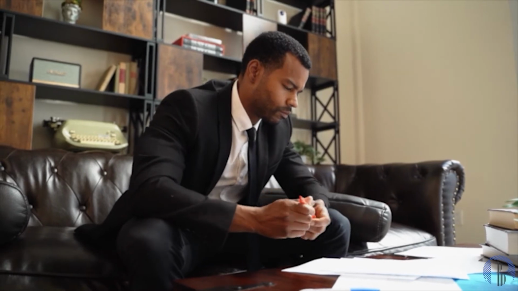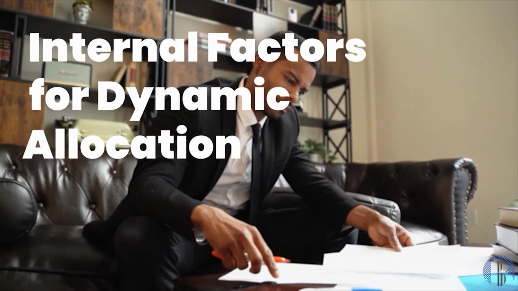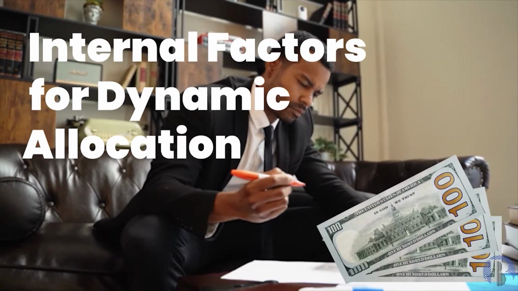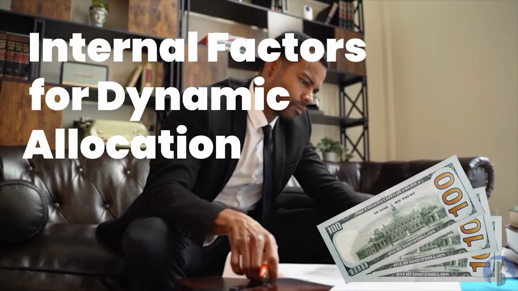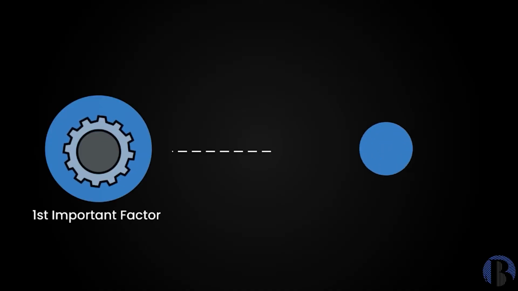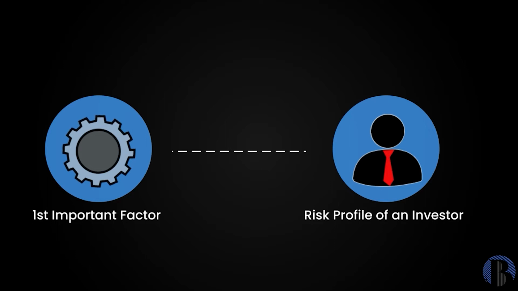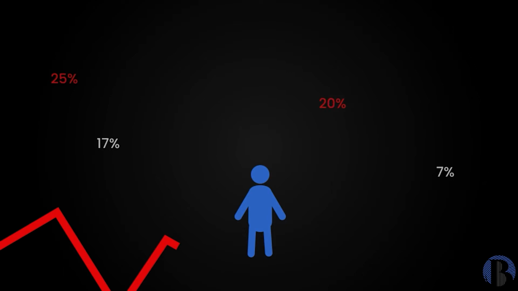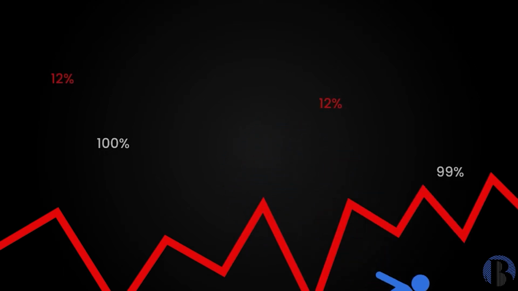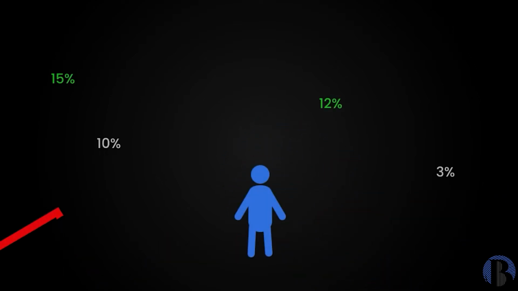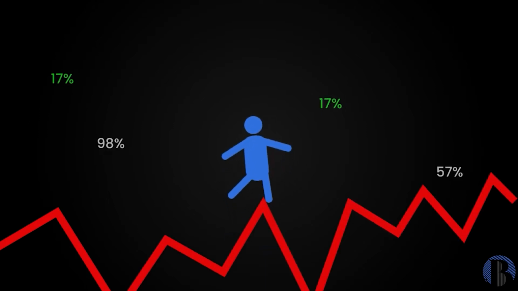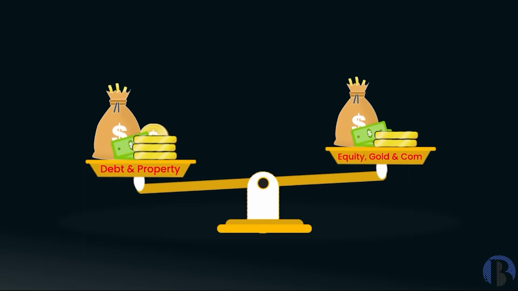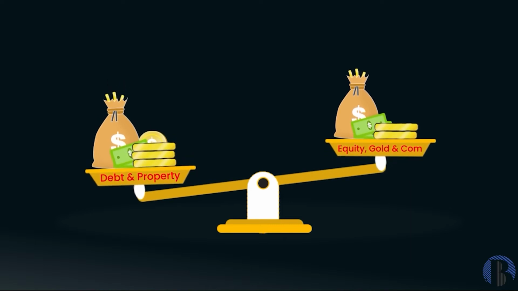The internal factors that decide the asset mix in dynamic asset allocation are related to the investor's own internal circumstances, like the risk profile and the need for income. So, the first important factor that can make changes desirable is the risk profile of an investor. Let's consider that an investor is risk averse as he cannot stand volatility. Now, compared to an investor who can stand volatility, he should have less allocation to fluctuating assets. For such an investor, the allocation to debt and property is more and equity, gold and commodities is less.